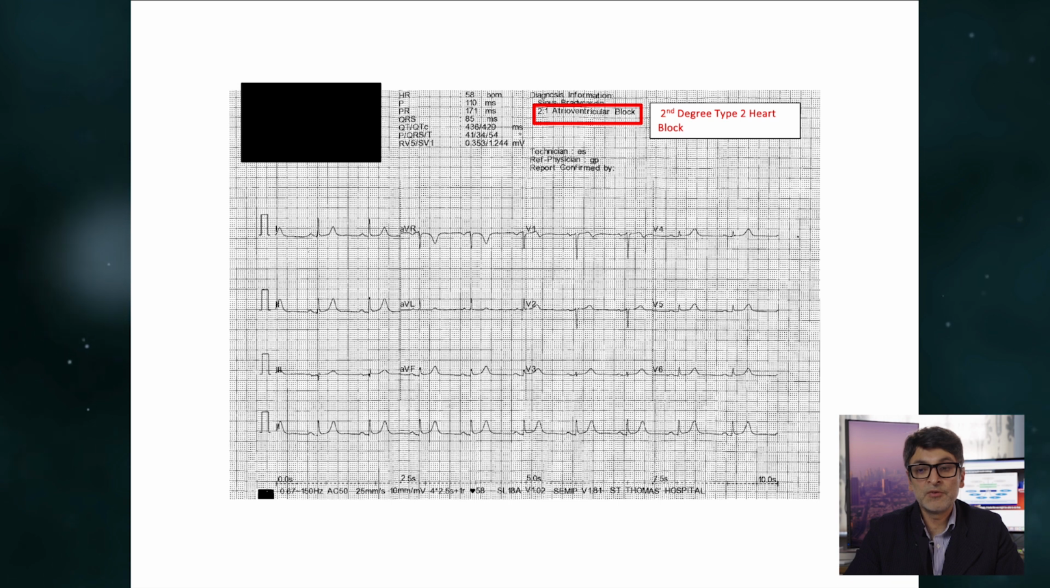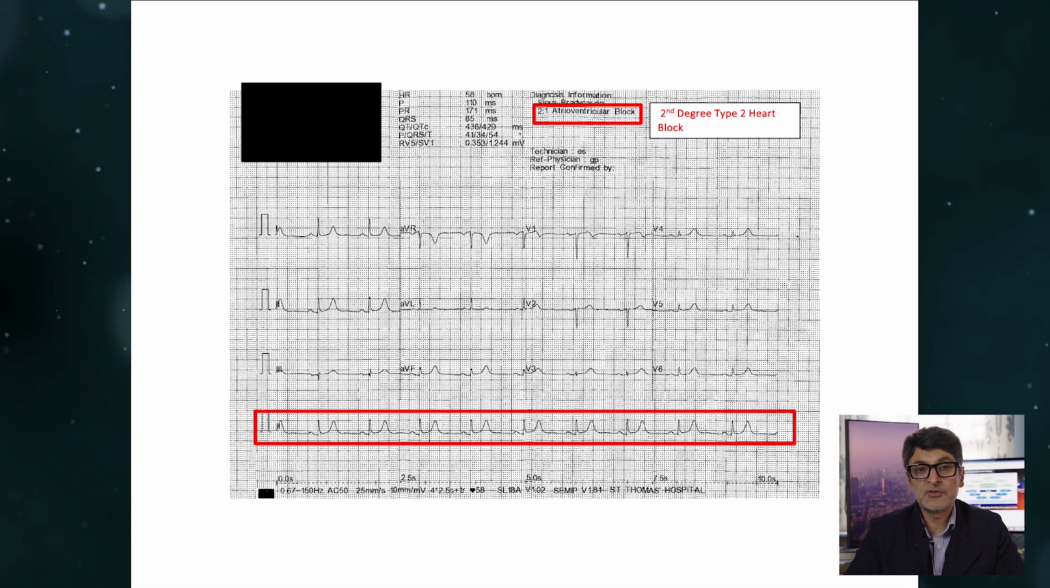So here we've got a referral for someone with second degree type 2 heart block. Now, if that's the case, second degree type 2 heart block is a form of advanced heart block which potentially could progress to complete heart block and then asystole, so they need an urgent pacemaker. So this patient was referred to us.